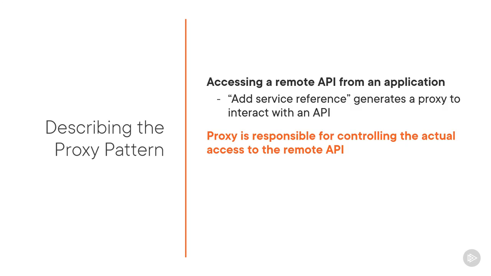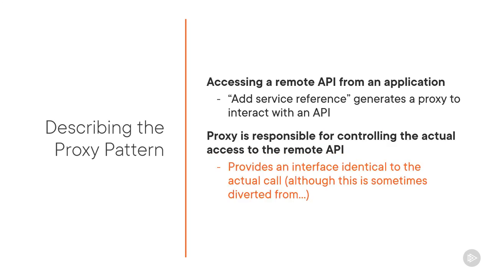So the proxy is responsible for controlling the actual access to the actual remote API. It can contain code that deals with the underlying protocol, for example, the actual HTTP client calls. It can also contain code that ensures that the most performant, reliable way to access that remote API is used, and so on. In principle, these proxies have the same interface as the object they're controlling access to.